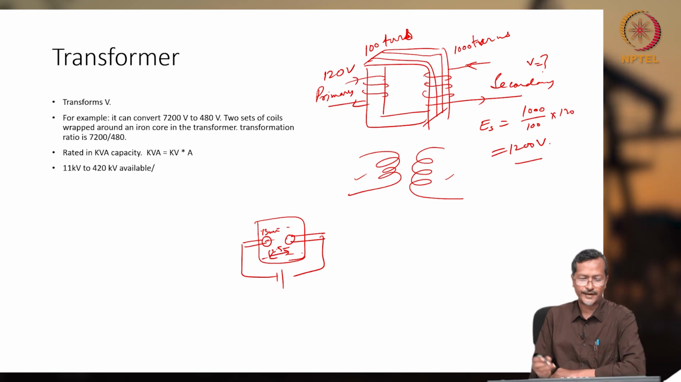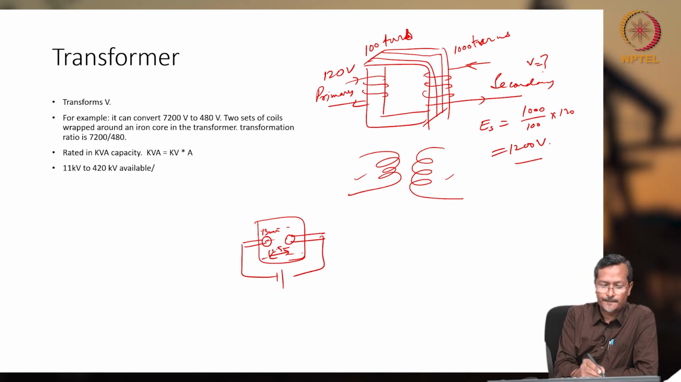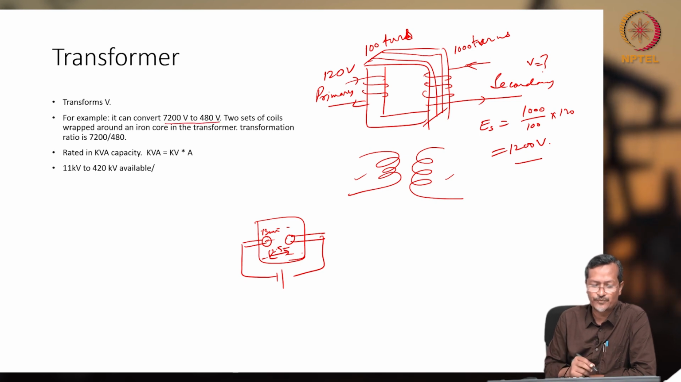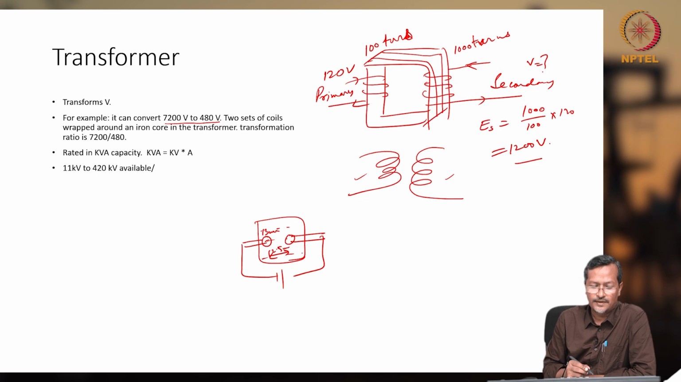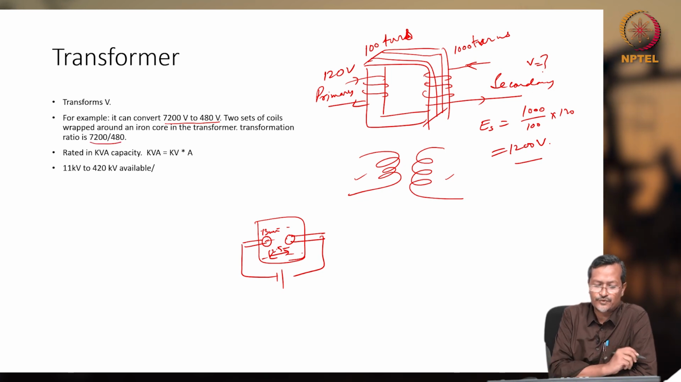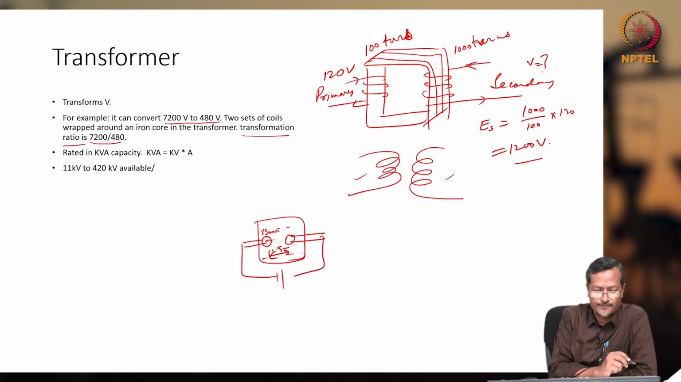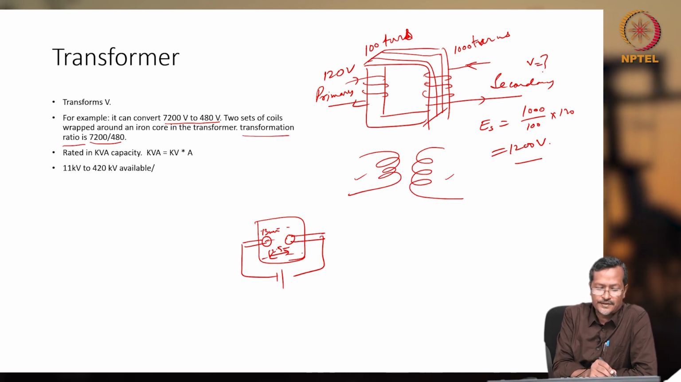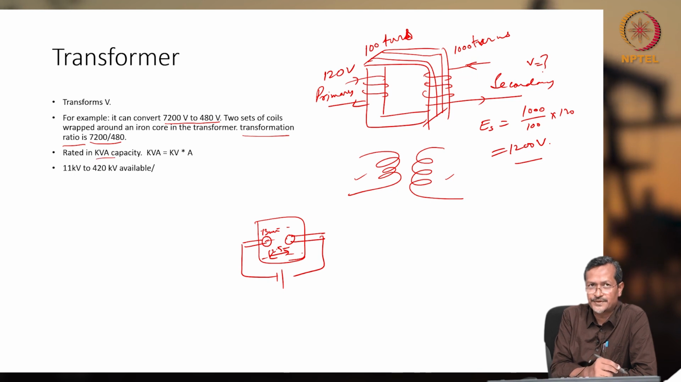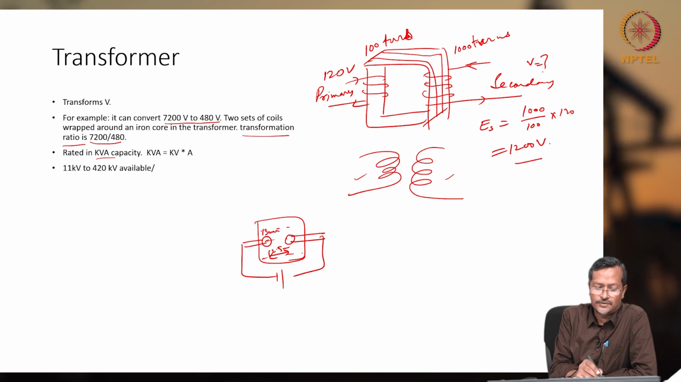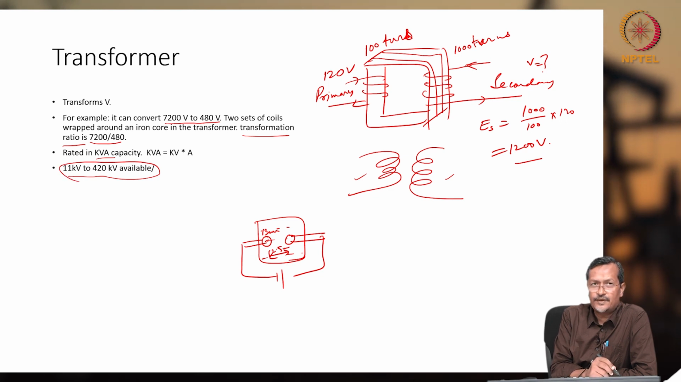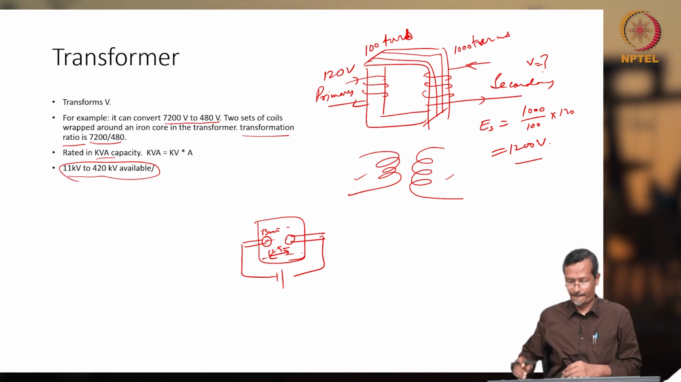Okay. Now, here is one problem. A transformer converts 7200 to 480 volt, with 2 sets of coil wrapped around an iron core. The transformation ratio is 7200 by 480. This is called the transformation ratio. Okay. So, you remember the term. The definition is rated kVA, transformers are rated in kilovolt ampere. Okay. So, kV into A. So, 11 kV to 420 kV is a very common type of transformer.